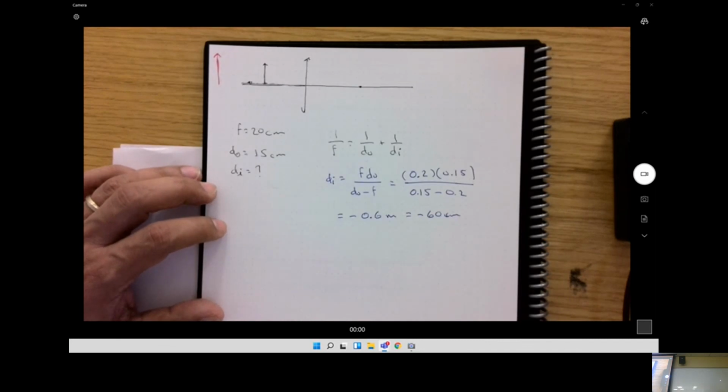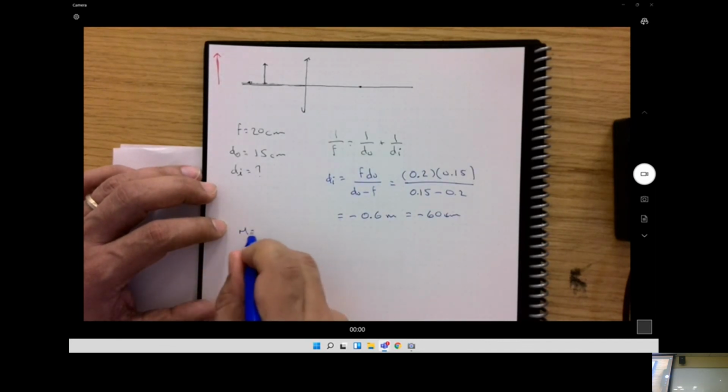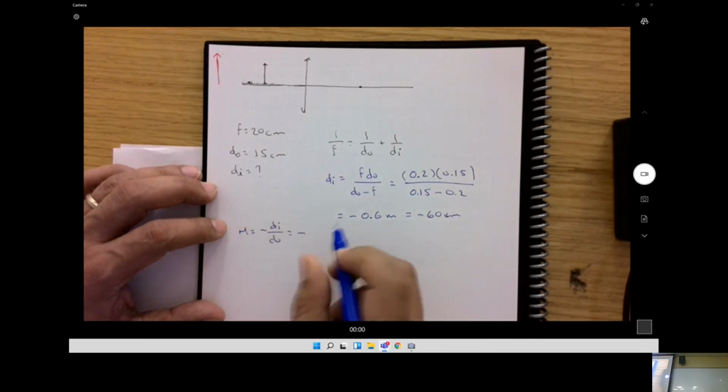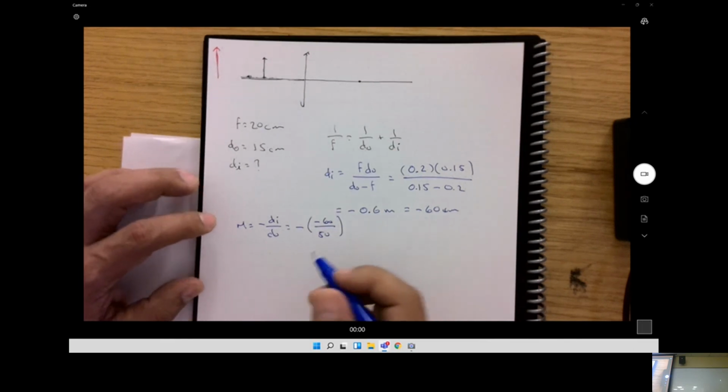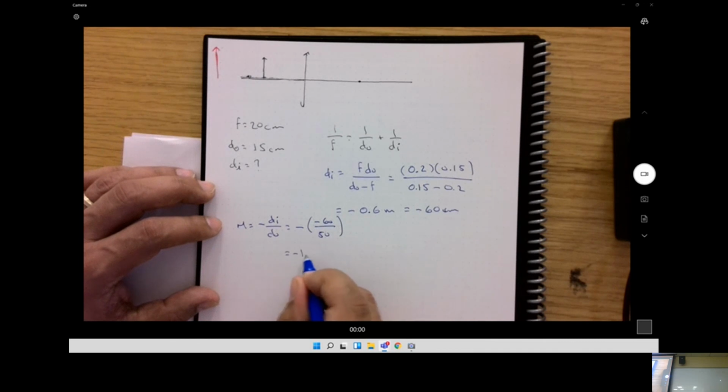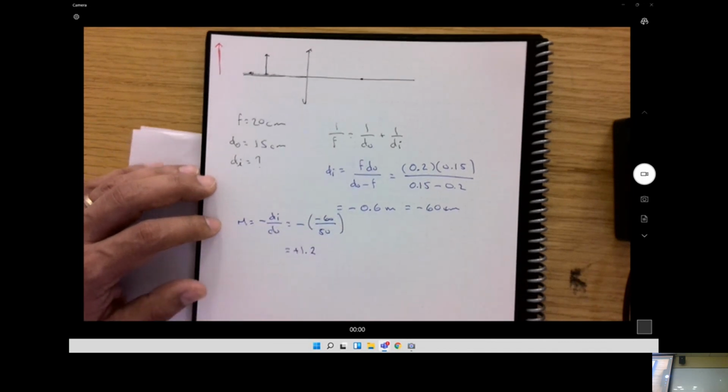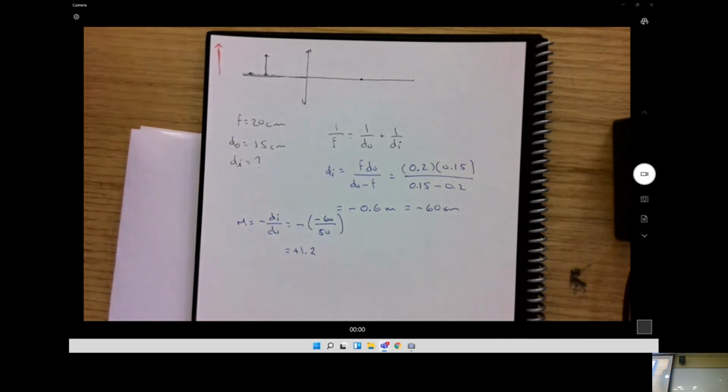Okay, I can calculate the magnification. And the magnification is negative di over do. Di is negative 60, and do is 50. So this will be 1.2, positive 1.2. So now the magnification is positive, which means that the image is not inverted and it's going to be pointing in the same direction as the object.